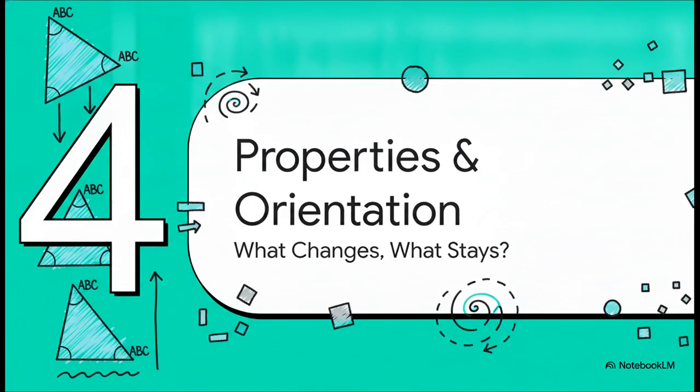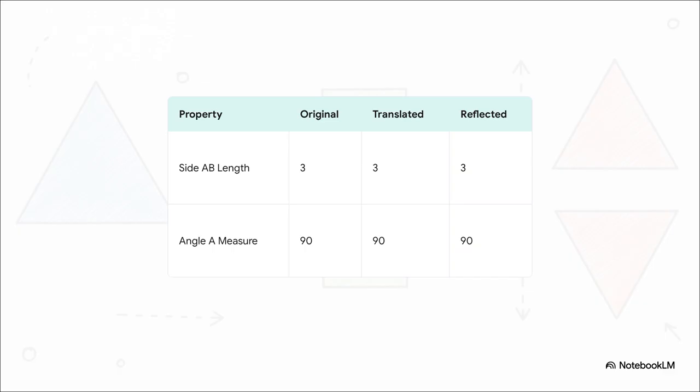Okay, part 4. Properties and orientation, what changes and what stays. Let's look under the hood and analyze what happened to the internal properties of our triangle. Because translations and reflections are rigid motions, they perfectly preserve the shape. I mean, perfectly. If side AB was 3 units long before the slide and the flip, it is locked in at 3 units long afterwards. If angle A was a perfect 90-degree right angle, it stays exactly 90 degrees. The new shape is entirely congruent to its original self.